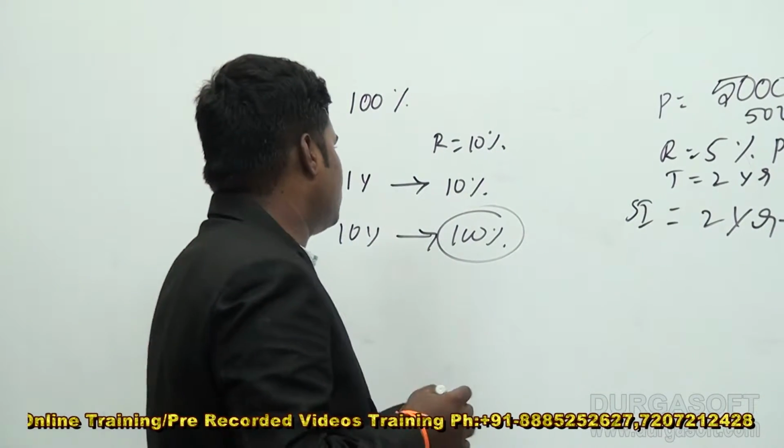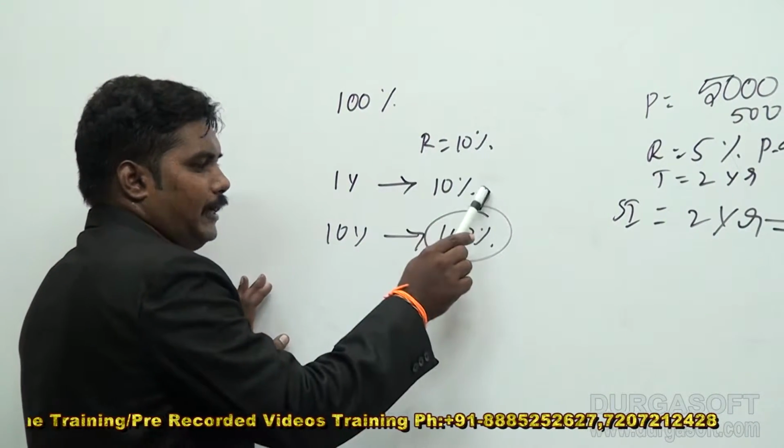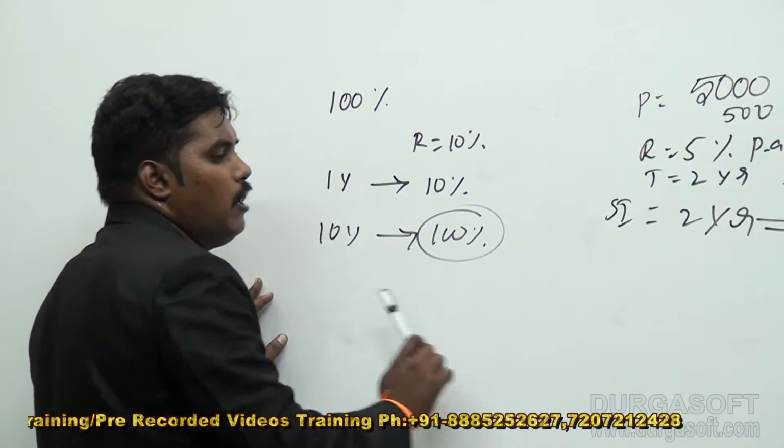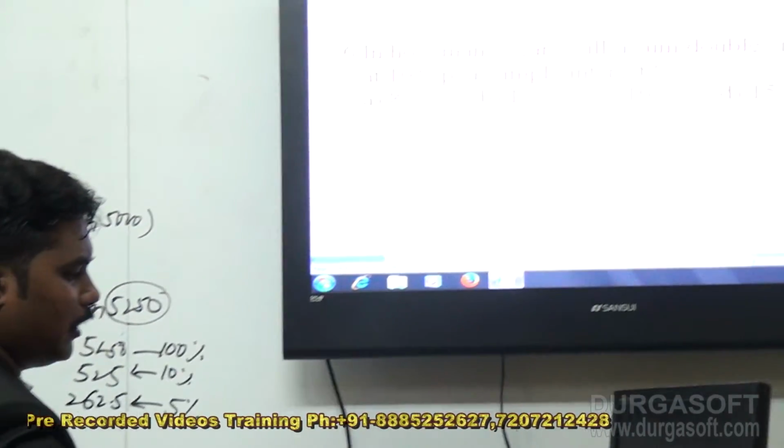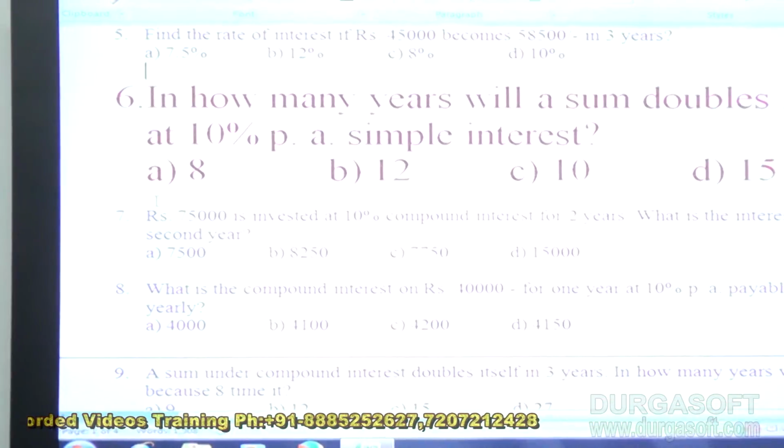Okay, then by this unitary method, after 1 year you can get 10%, after 10 years you can get 100%. So the answer is 10 years. Here the option is C. Okay, let's come to the next question.